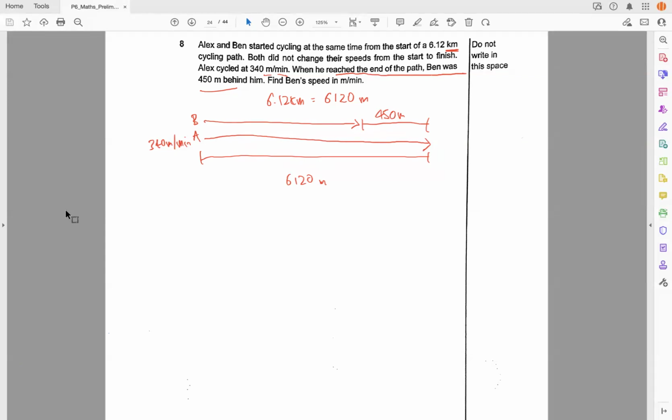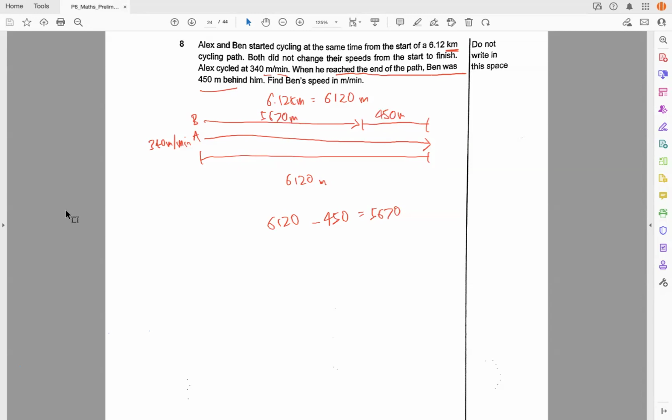So when Alex reaches the end of the journey, the distance traveled by Ben will be 6,120 minus 450, which is 5,670 meters. So when Alex travels 6,120 meters, Ben traveled 5,670 meters. Okay.